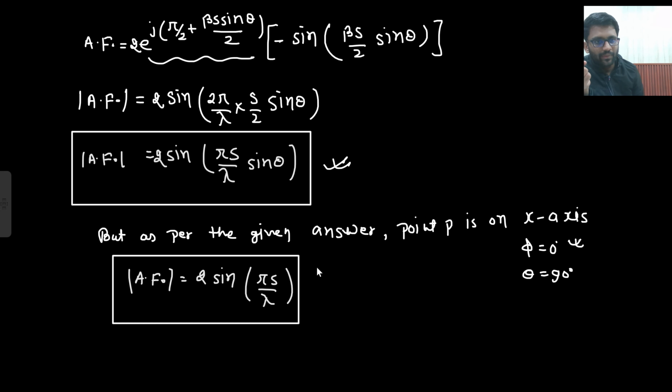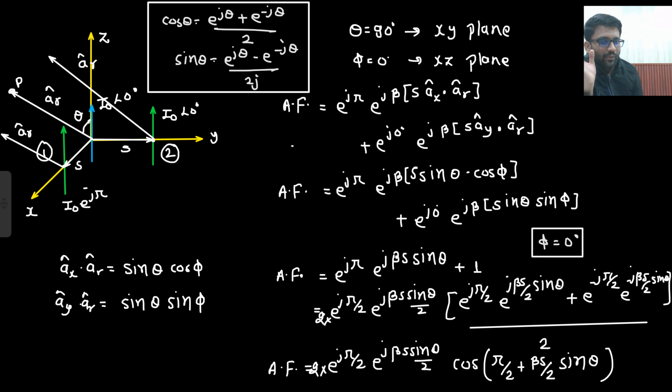This option will also be mentioned, but this will be wrong. Why will this be wrong? Because you need to see the point P. For the point P, your phi is certainly 0 degree, but theta is not equal to 90 degree. Are you getting this point?